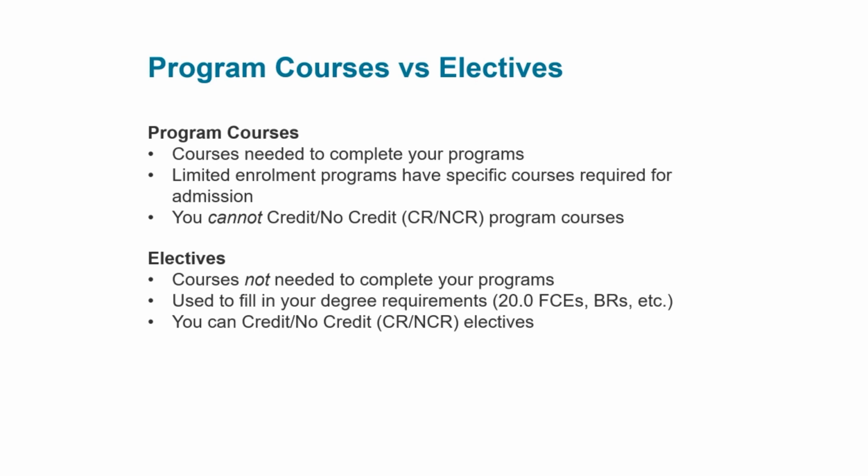So electives are courses that you specifically expect will not be needed to complete your programs. So in the case that you're going for economics, but you wanted to take an English course, that English course for you would definitely be an elective. If you were an English student, that English course would definitely be a program course, but an economics course would be an elective. Your electives are usually used to fill in your remaining degree requirements, like those breadth requirements, like those remaining 20 credits after your program requirements.